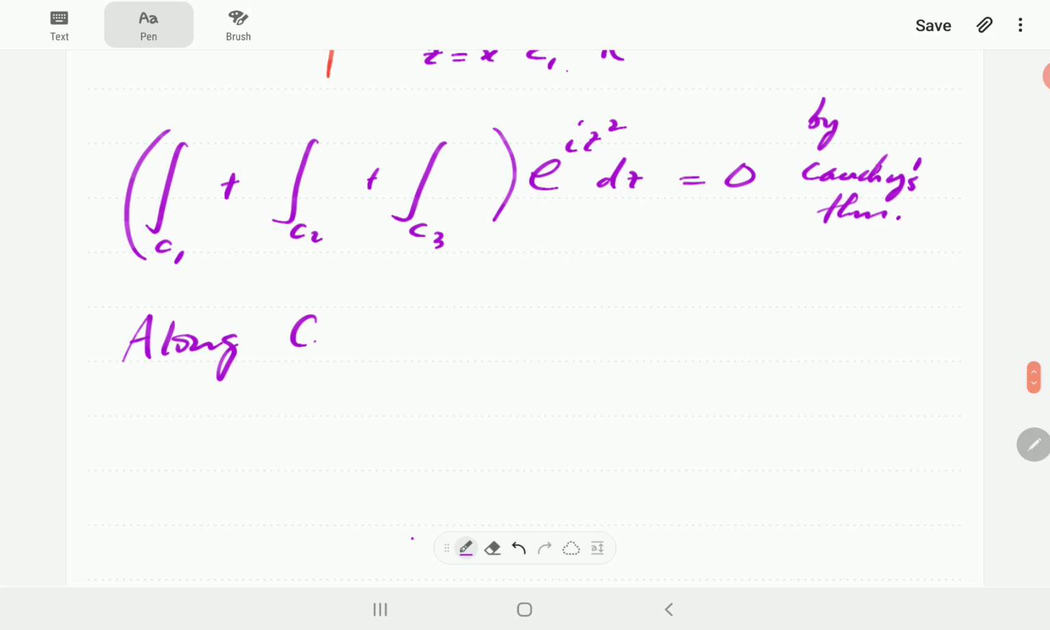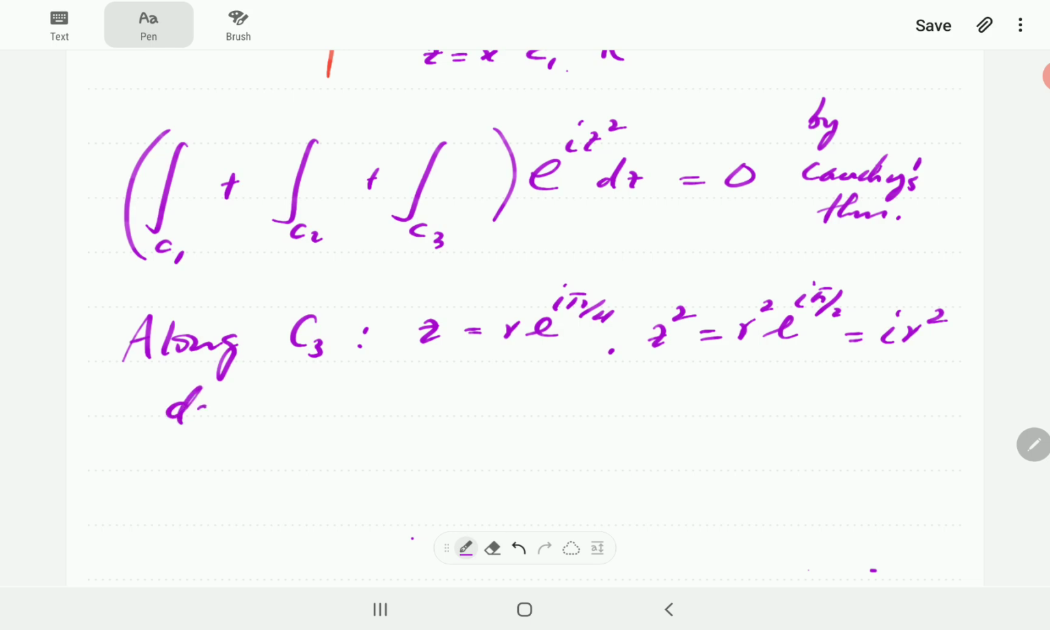Now, let's start with C3. Along C3, z is equal to re to the i pi over 4. z squared is going to be r squared e to the i pi over 2, so this is going to be the same as i r squared. And then dz is going to be equal to e to the i pi over 4 times dr.